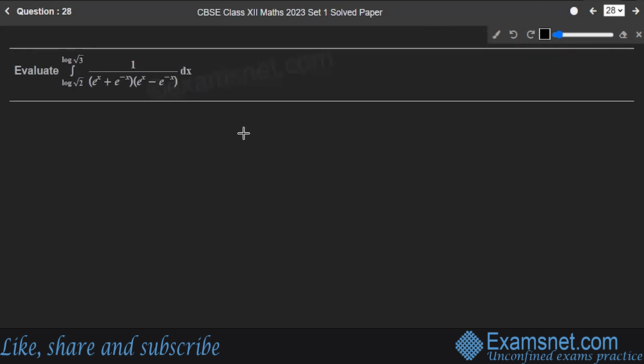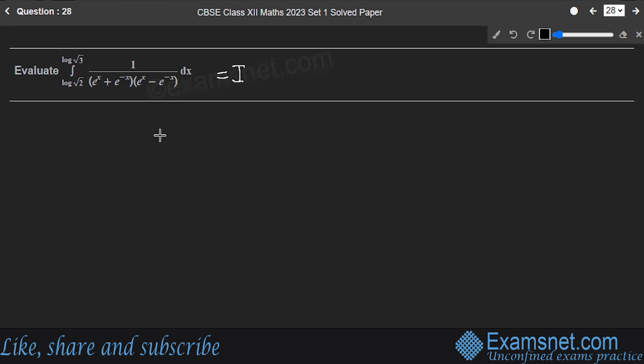Question number 28, you have to evaluate this integral from log root 2 to log root 3 of 1 upon (e raised to power x plus e raised to power minus x) into (e raised to power x minus e raised to power minus x). Fine. Let's start with saying it I.